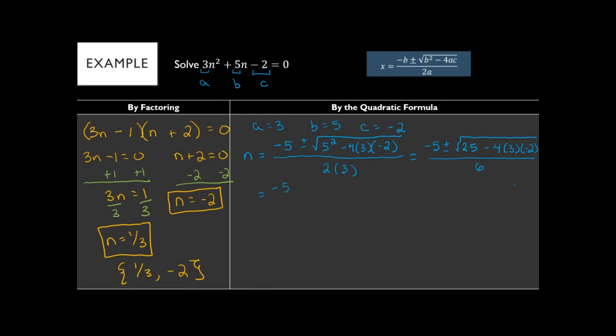So I'm going to first rewrite everything. My minus 5 plus or minus, and then I've got 25, and then minus, then 4 times 3 times negative 2. So I can multiply all of those together. So 4 times 3 is 12. 12 times negative 2 is negative 24. So we've got 25 minus a negative 24. And because we're subtracting a negative, we could write that as adding 24, because the two negative signs make a positive.